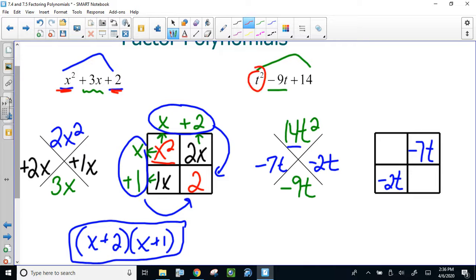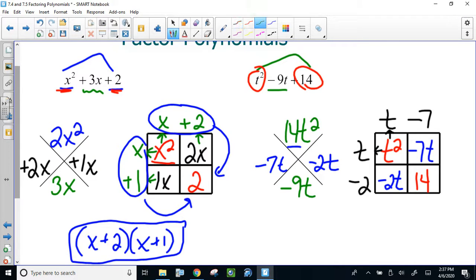Then our first term goes in the first square of the box. The last term goes in the last square of the box. And now we factor outward. So what makes a t squared? Well, that would have to be a t times a t. What makes our minus 7t? Well, I'd need a t, which I already have from that row, and then I'd need my minus 7. What makes my negative 2t? Well, I already have the t, so I need the negative 2.